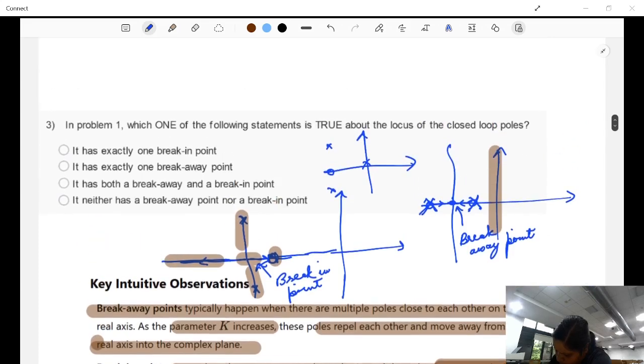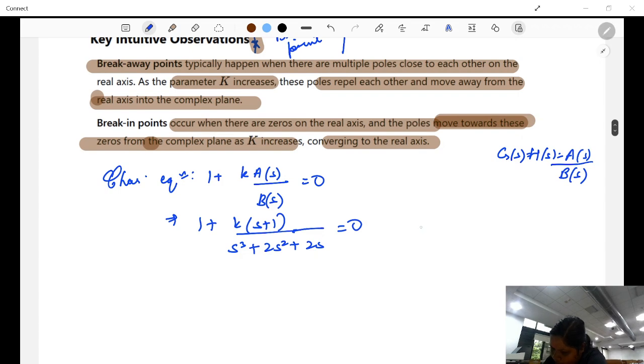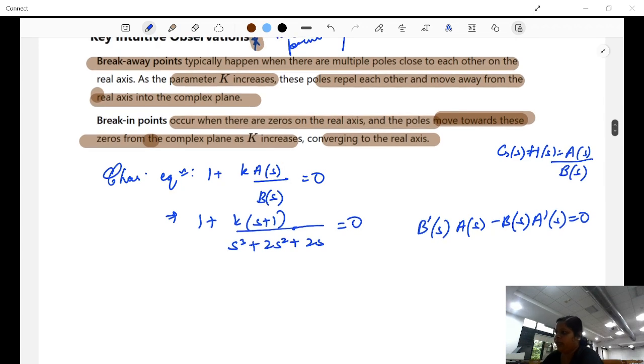You have already seen this as I showed. We need to find the root of this equation. Why do we do this? Because we want to find where the breaking in or breaking away happens, meaning the gradient is going to change. For that, we essentially do dk upon ds. That is the only thing written here and nothing different.